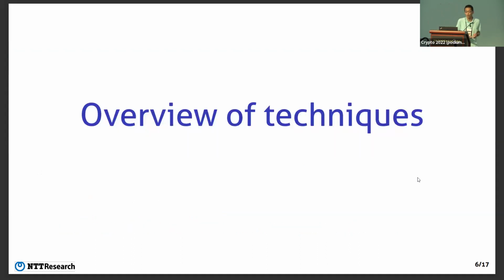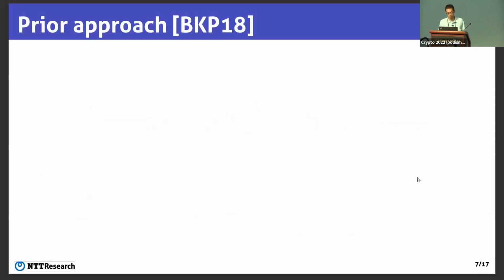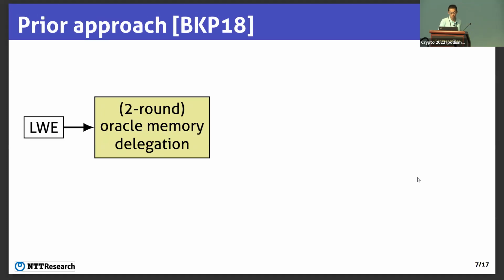All right, so this is our result. In the rest of this talk, I will explain our techniques. Basically, our 3-round zero knowledge can be viewed as a public-coin version of the private-coin 3-round zero knowledge of Bitansky et al. So let me first recall how they obtain their protocol. First, they use the learning with errors assumption to obtain a primitive called oracle memory delegation. The definition of oracle memory delegation will be explained shortly. At this moment, it suffices to think of it as a very efficient version of an interactive argument.